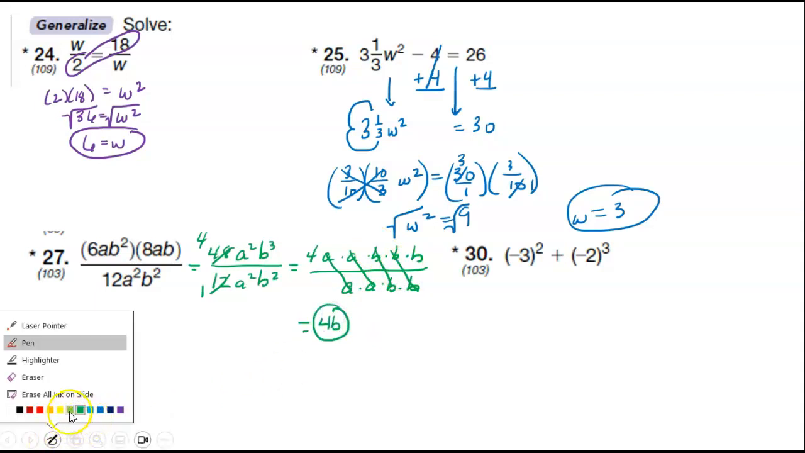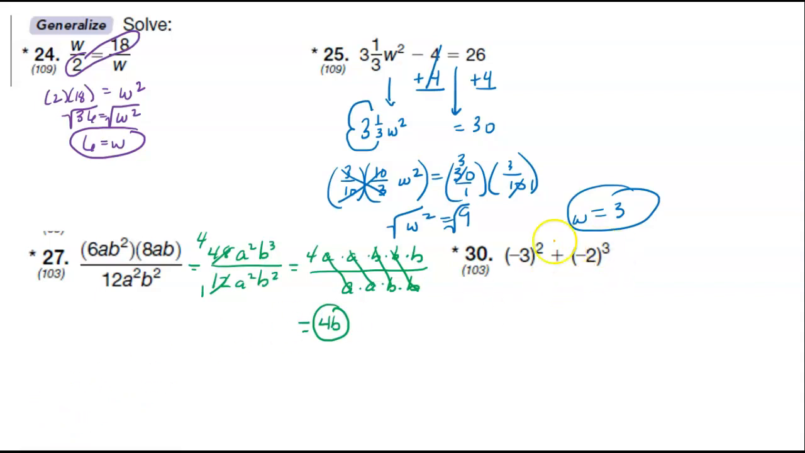Last problem. Let's see. So I have negative 3 squared plus negative 2 cubed. Negative 3 times negative 3 is a positive 9, plus negative 2 times negative 2 is a positive 4, positive 4, times negative 2 is a negative 8, which is going to give me positive 1.